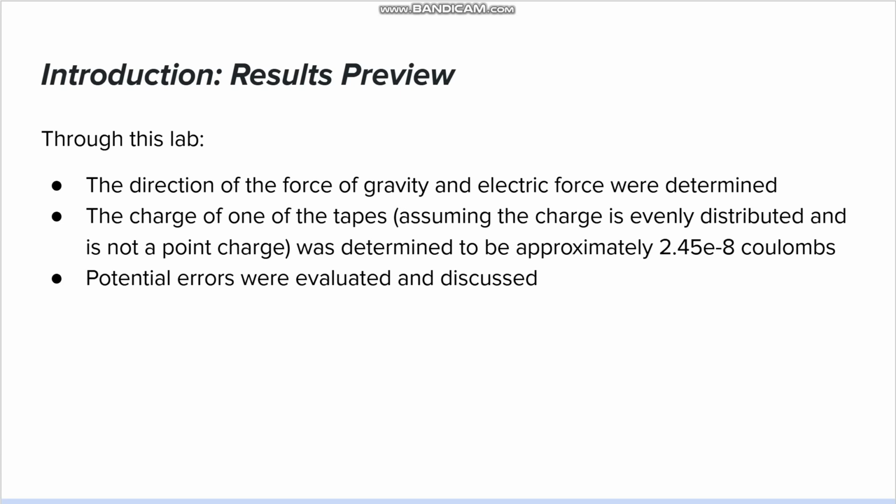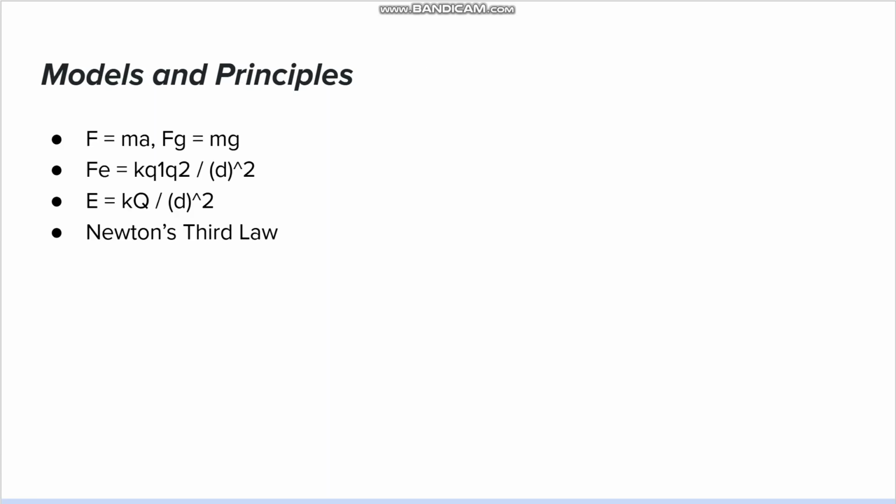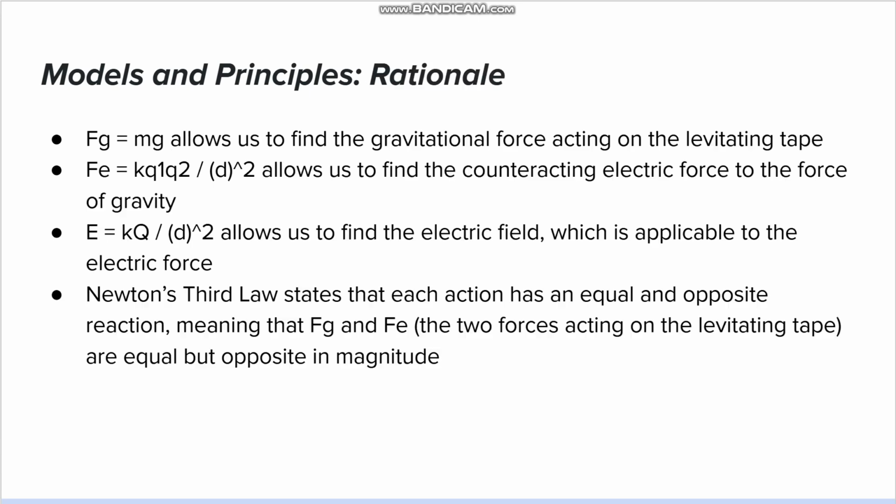Results preview. Through this lab, the direction of the force of gravity and electric force were determined, and the charge of one of the tapes, assuming even distribution of charge, was determined to be approximately 2.45 × 10^-8 coulombs. Additionally, potential errors were evaluated and discussed. The models and principles used in this lab are seen as follows: F equals ma, Fg is equal to mg, the electric force equation, the electric field equation, and Newton's third law.